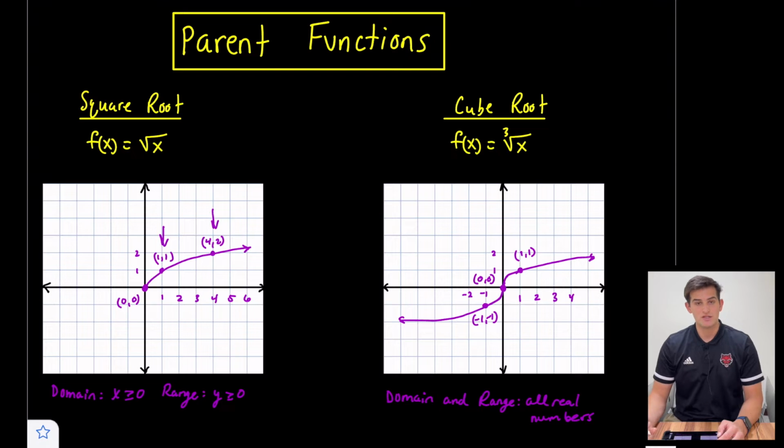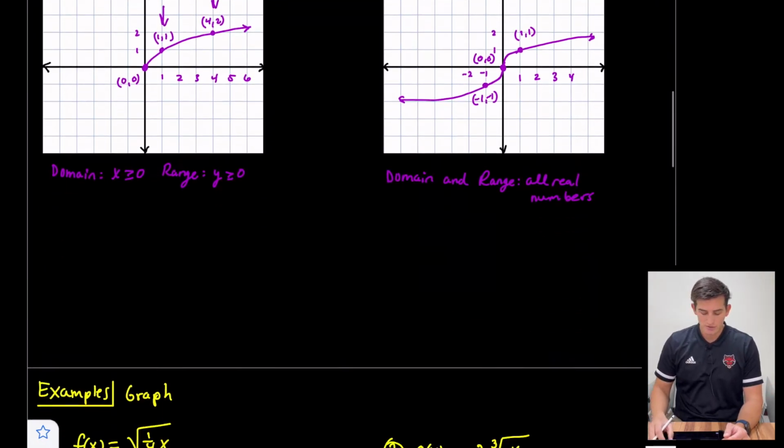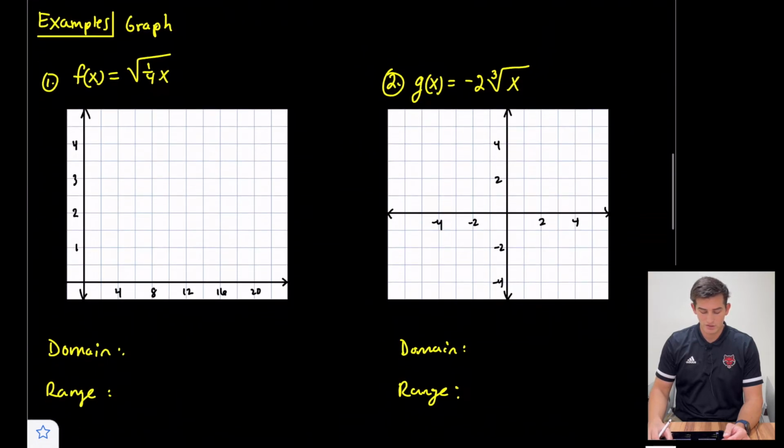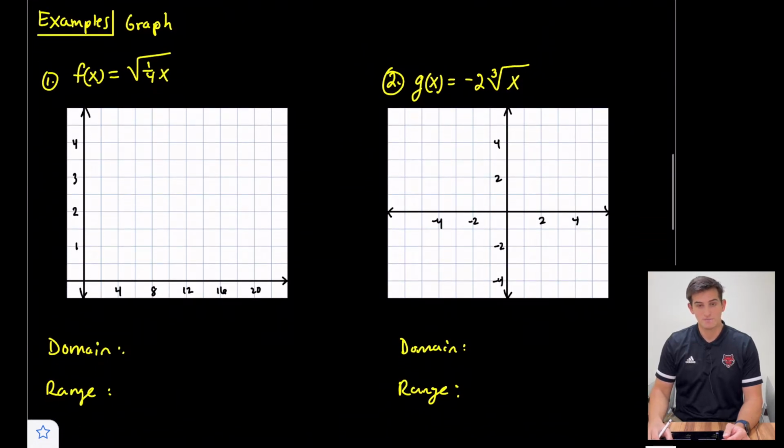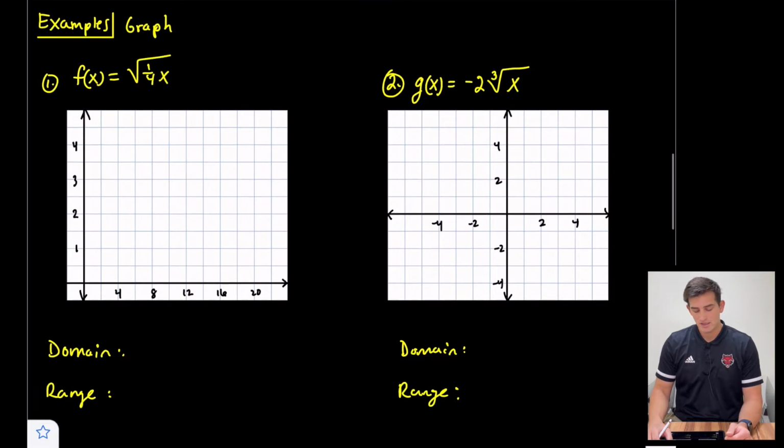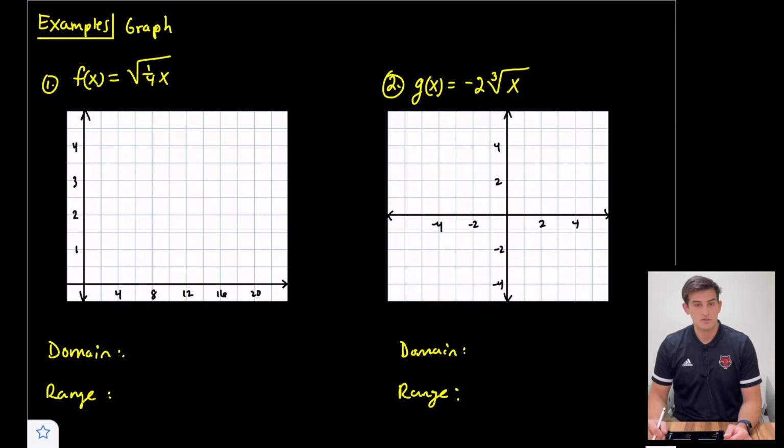And the domain and the range here are a little bit easier, it's just all real numbers, right? Domain's left and right, so we're going to go left and right forever. And it goes a little bit up as it goes to the right and a little bit down as we go to the left. So what we're going to do is look at two examples where we graph a square root function where there's been a transformation, and also a cube root function once we have transformed it as well. So number one, we have f of x equals the square root of 1/4 x.